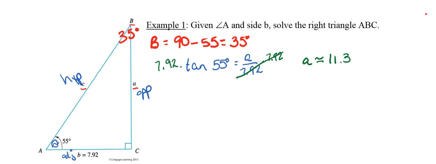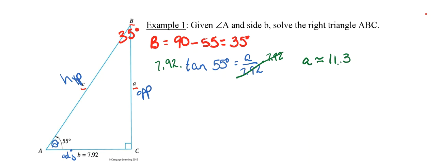Now you might ask yourself, how do I know when to stop? It's based on what is given to you. So if I look here at side B, I have 7.92, that's three numbers. So any other sides that I find should have three numbers in them, and then use your rounding rules.